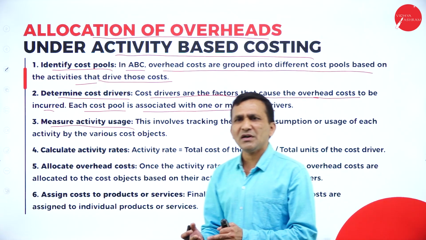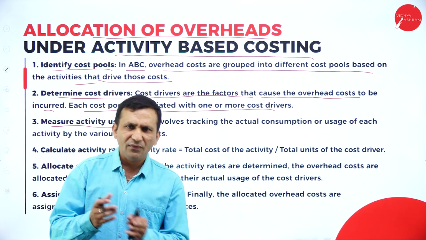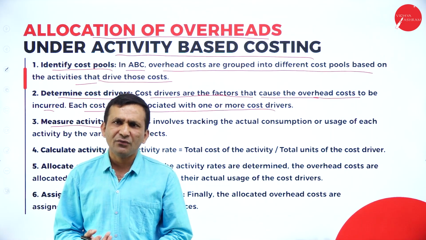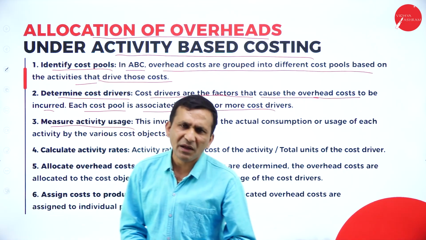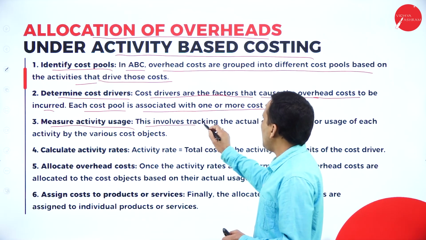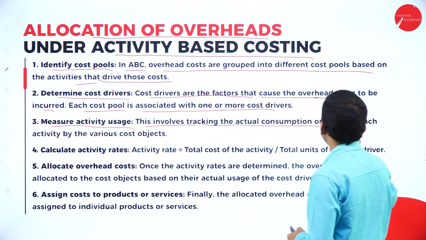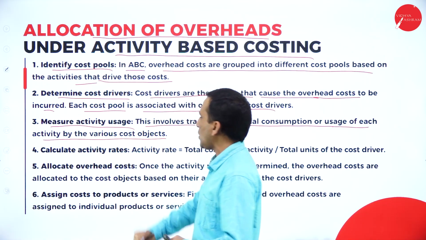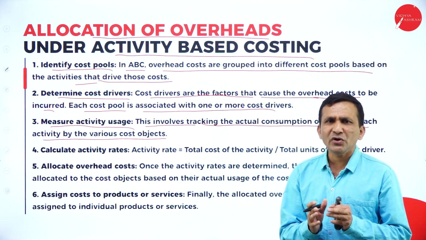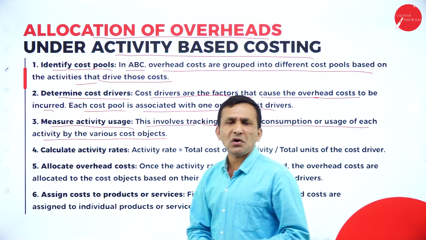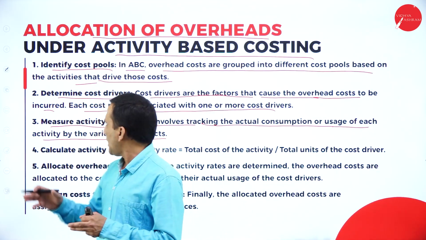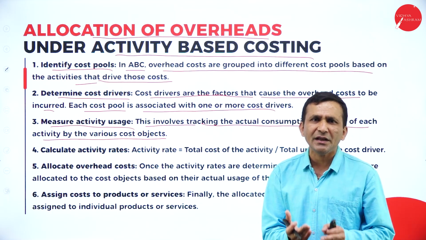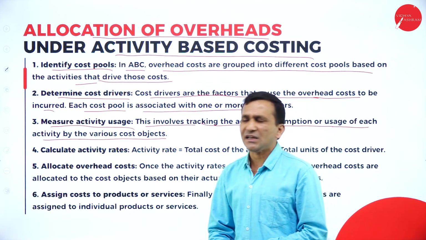With the help of the respective department, we find the different activities going on. What exactly is the usage we are finding, and how are we getting the benefit? This helps in tracking the actual consumption and usage of each activity by various cost objects. Whenever you are charging cost, of course there is a cost object. That is why we go for activity usage: how much use you are getting from the respective activity.